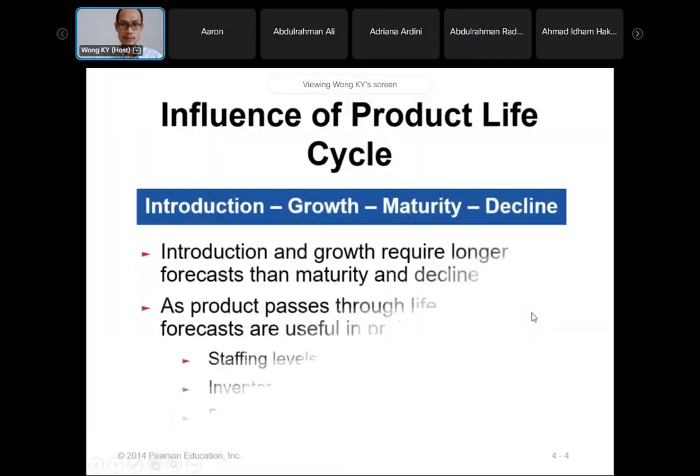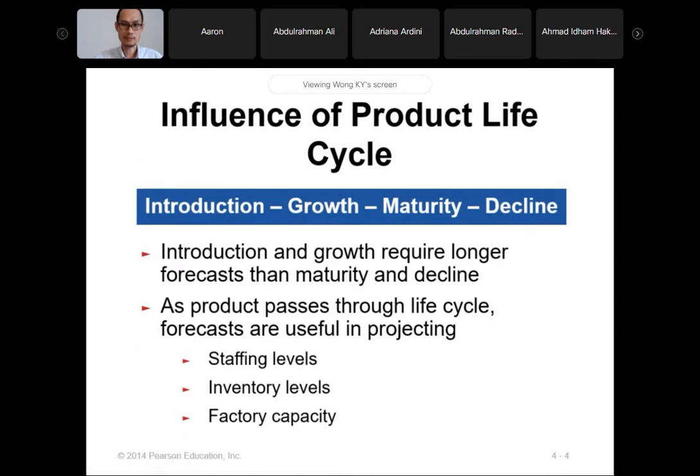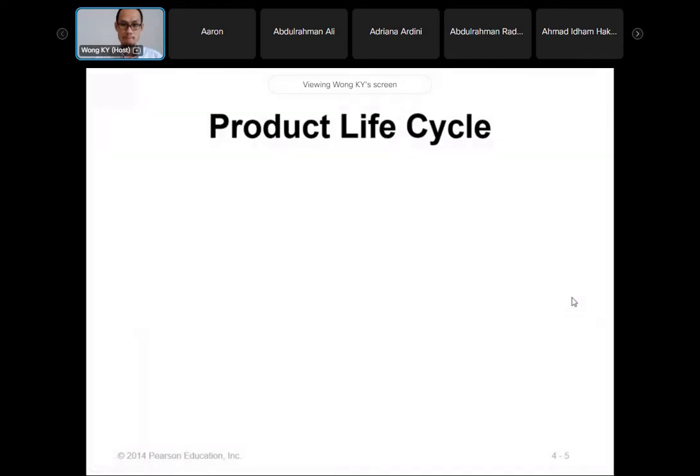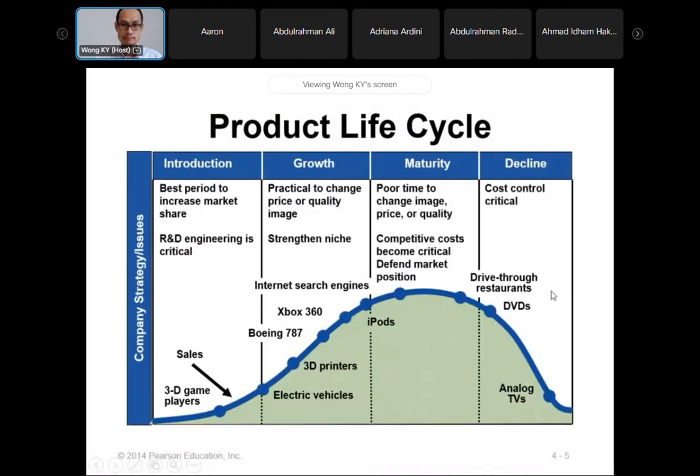Another thing you need to understand is the influence of forecasting on product life cycle. Let me talk a little bit about product life cycle so that everyone understands. Every product will go through this life cycle, starting with introduction, growth, then maturity, and then decline. Look at this diagram. We have 4 phases here: introduction, growth, maturity, decline. Every product will follow a curve like this, moving from one phase to another.